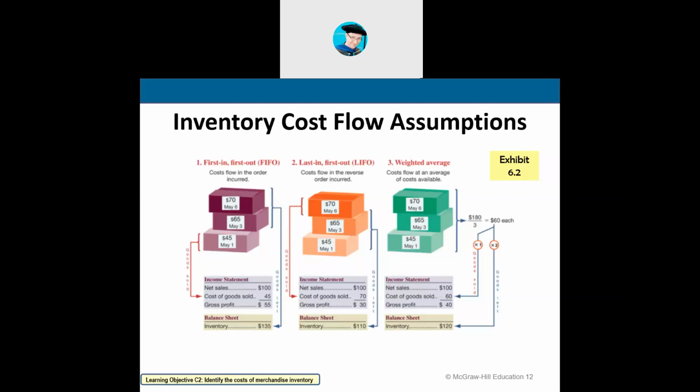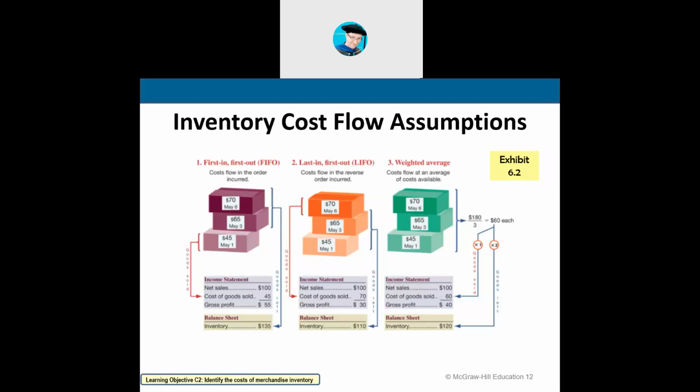Using the first in, first out method, that means I've sold the first order of inventory first. So the first one in was $45, so that's the first one out. Net sales minus cost of goods sold equals gross profit. The remaining inventory, the ending inventory, is on my balance sheet. So I would add my $65 purchase plus my $70 purchase, and that is the remaining ending inventory on my balance sheet, $135.